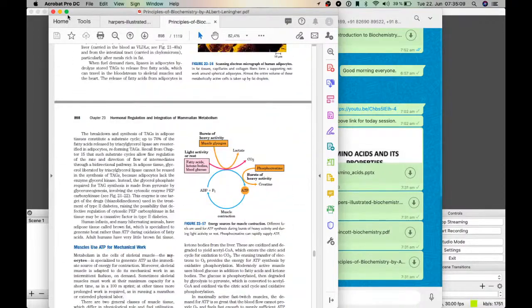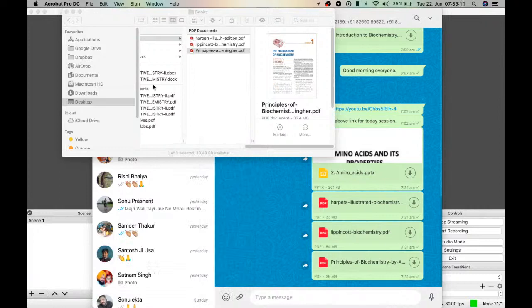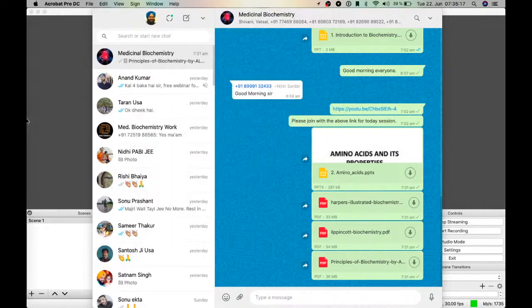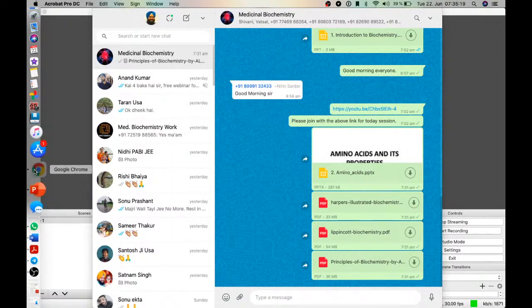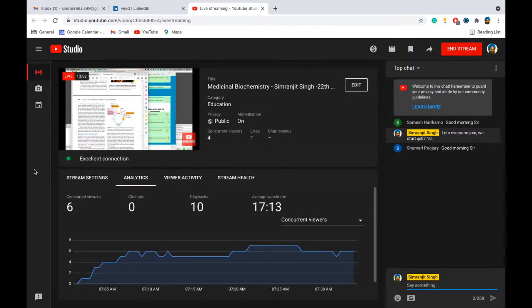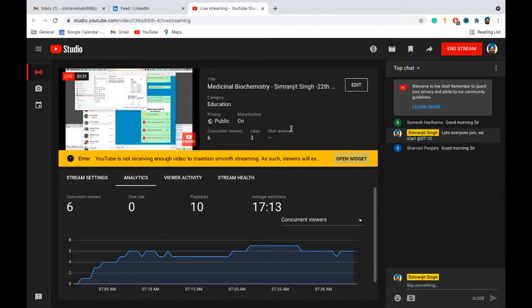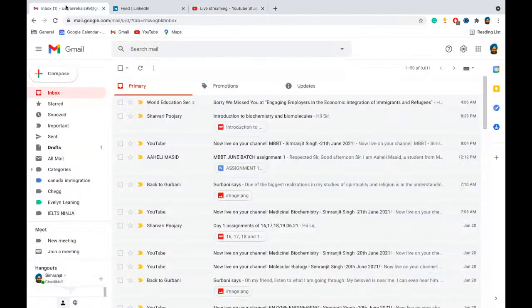So now these are the international authors' books, all three, and they are highly recommended if you have to study these biochemistry subjects, medical biochemistry, medicinal biochemistry. They are very well known for the same. So happy learning with them.